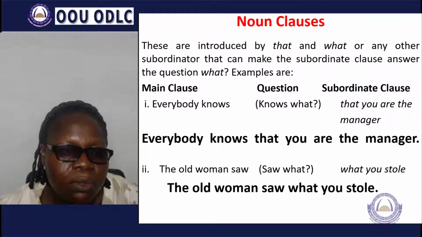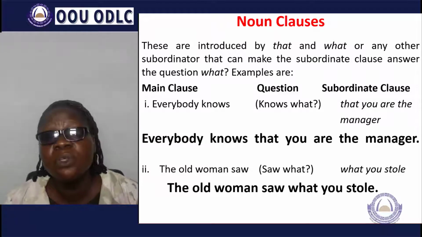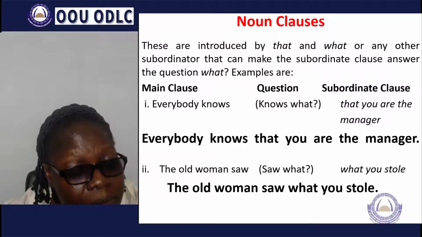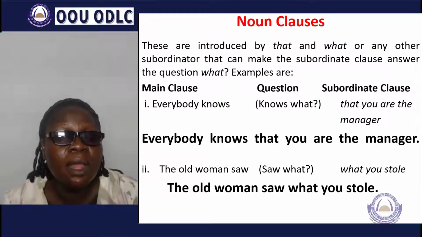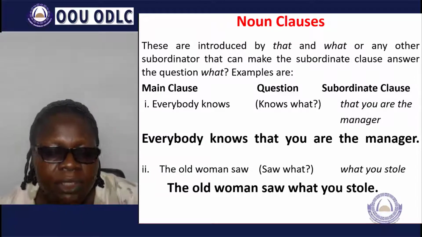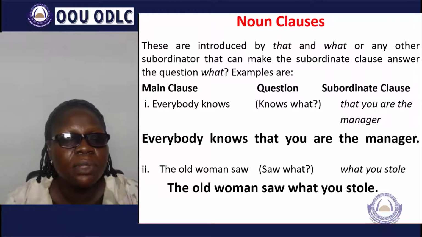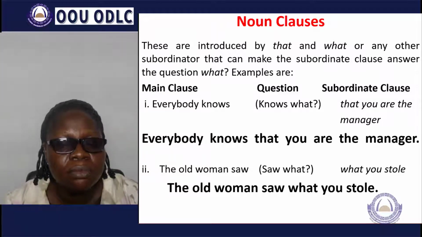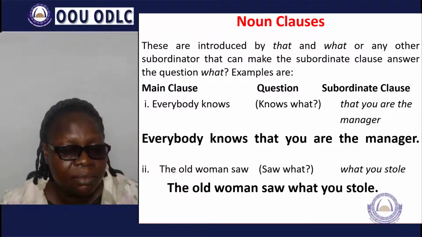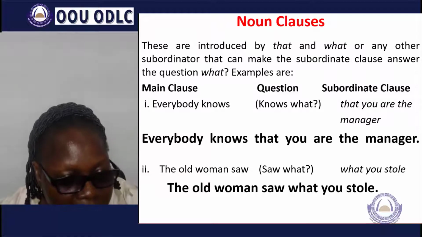We have the noun clauses. These are introduced by that and what or any other subordinator that can make the subordinate clause answer the question, what? Examples are what you have here. Everybody knows that you are the manager. Look at it. Everybody knows. That is a main clause. It's meaningful. Everybody knows.